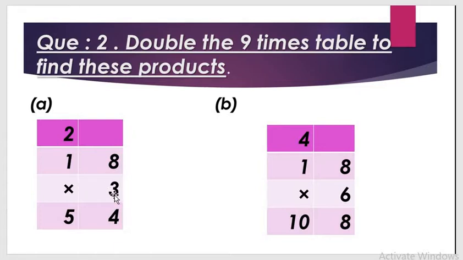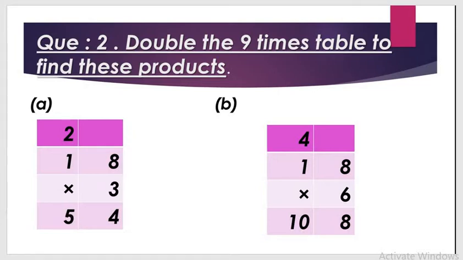18 multiplied by 3. 3 eights are 24, not 14. So how can we write 24? 4 here and 2 as a carry. Then 3 ones are 3, plus 2, how many? 5.